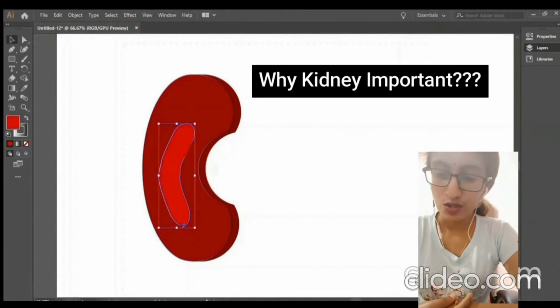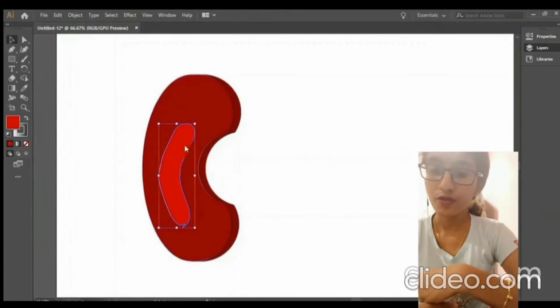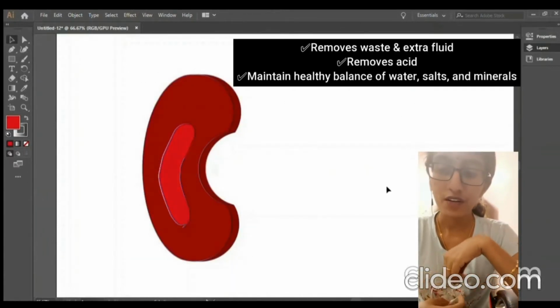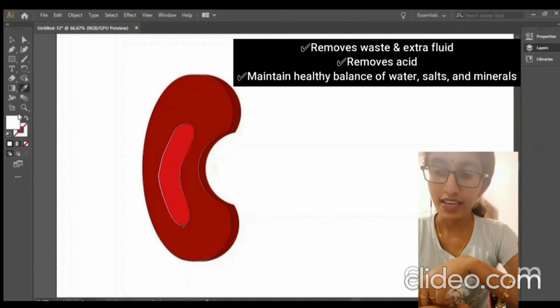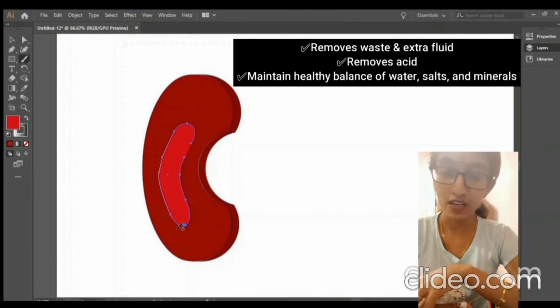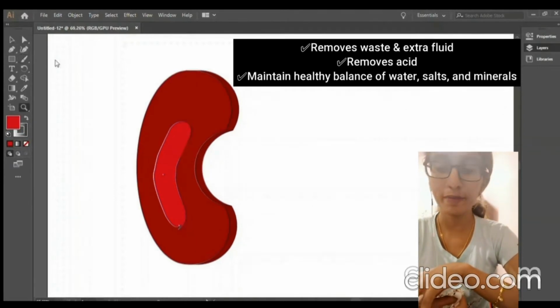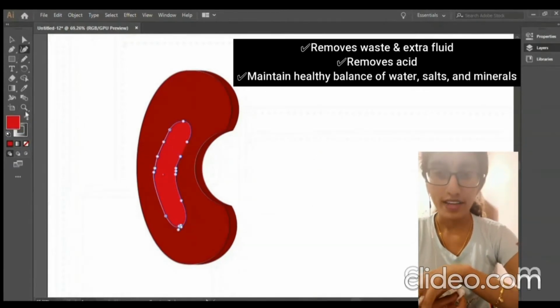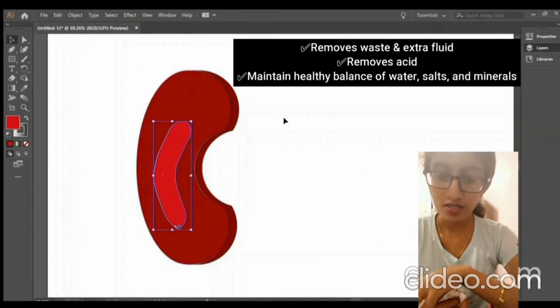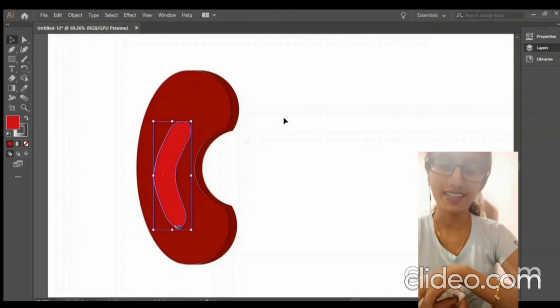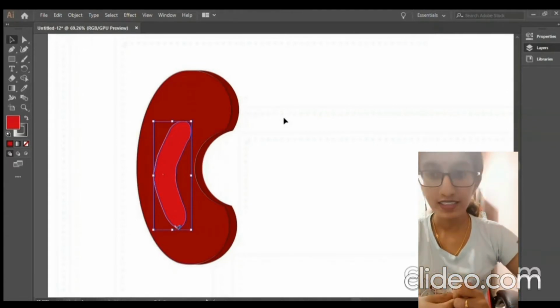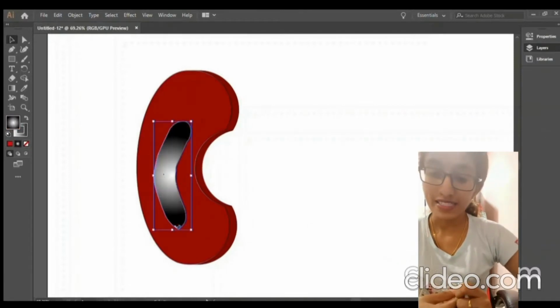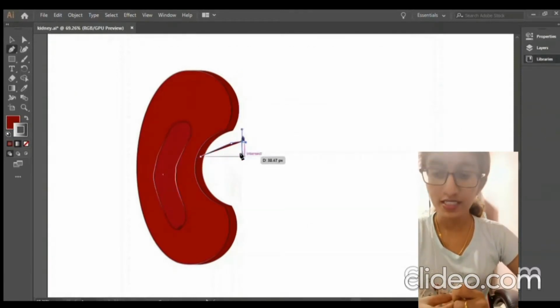Why is the kidney so important? Your kidneys remove waste and extra fluid from your body. Your kidneys also remove acid that is produced by the cells of your body and maintain a healthy balance of water, salt and minerals such as sodium, calcium, phosphorus and also potassium in your blood. Without this balance, nerves, muscles and other tissue in your body may not work normally.